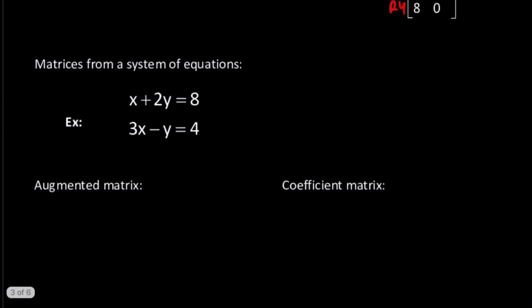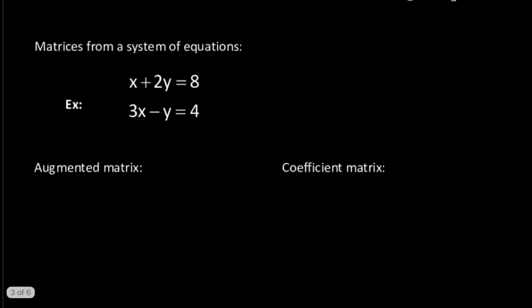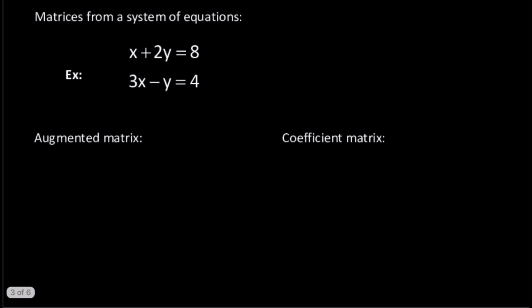How do we go from an algebraic system to a matrix? Sort of like we did with synthetic division, where we took that long division process and eliminated all the variables and just dealt with numbers. That's what we're going to be doing here. I've got a system of equations and I want to create a matrix for it. So there are 2 types, an augmented and a coefficient matrix. And for the most part, we're going to be dealing with augmented matrices.